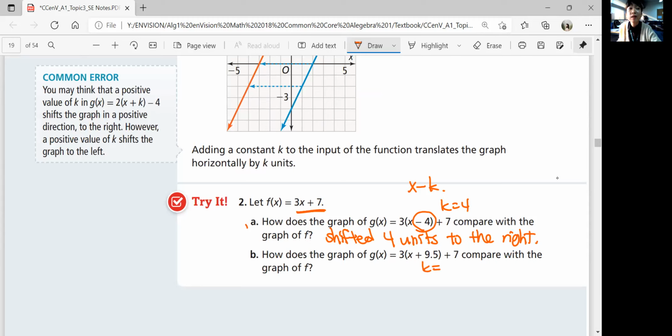K must be negative 9.5, so that if you subtract negative 9.5, it becomes positive. It becomes plus 9.5, right? So then you shift the graph, how many units? 9.5 units to the left because k is negative. Okay.